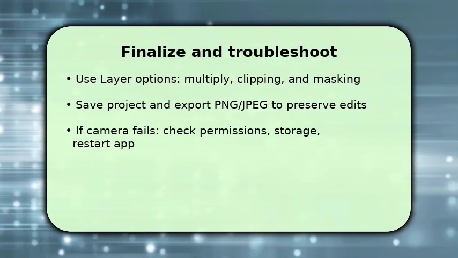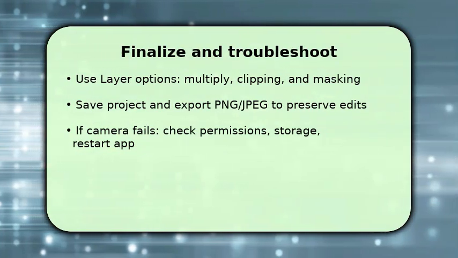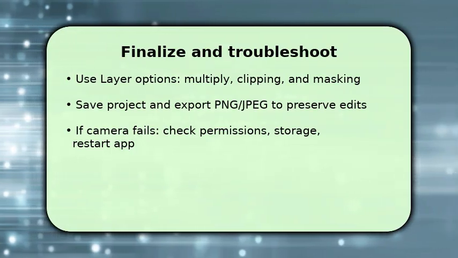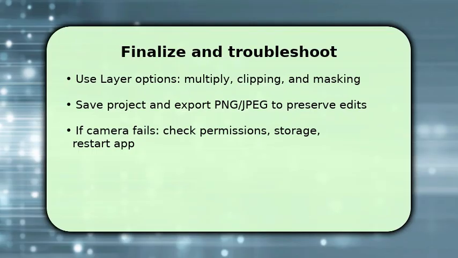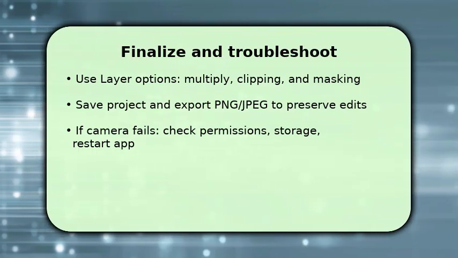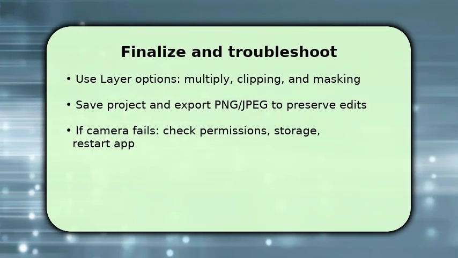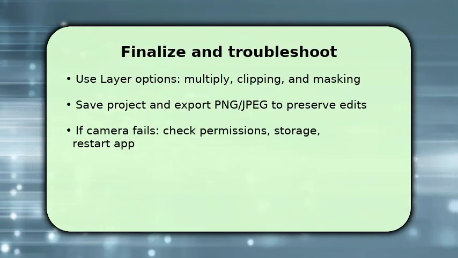To finish, place the camera layer where it supports your artwork. Use blending modes like Multiply, add a clipping mask for non-destructive editing, and erase with a soft brush to integrate edges. Once satisfied, save your project file and export as PNG or JPEG to preserve layers or a flattened image.